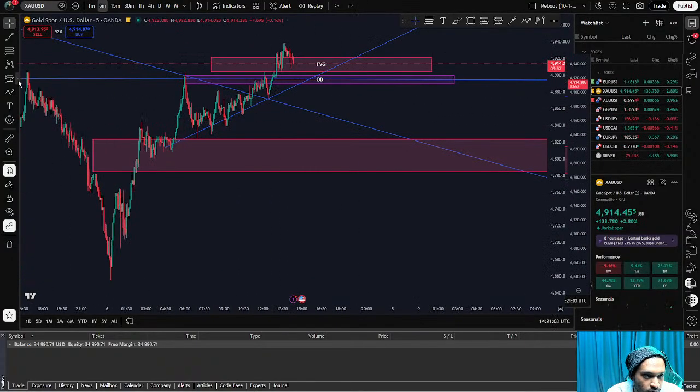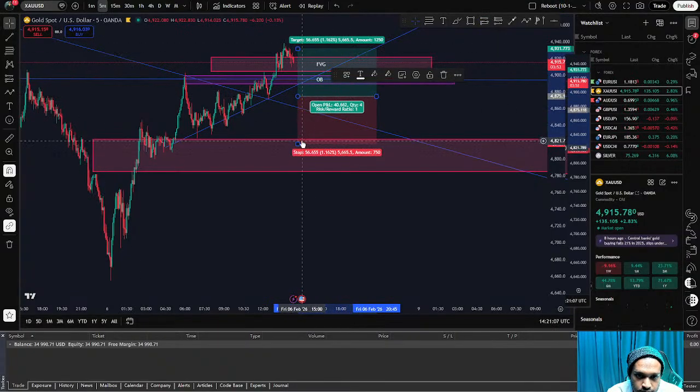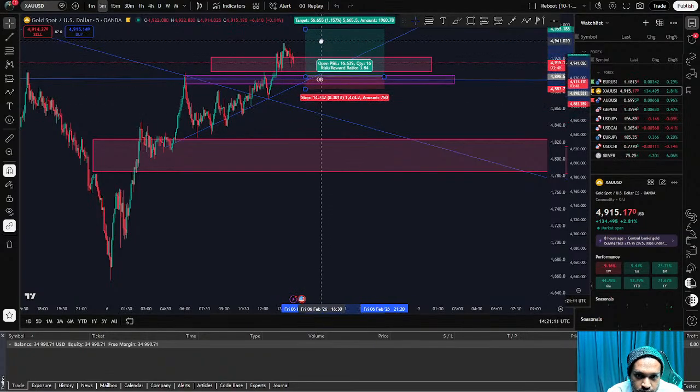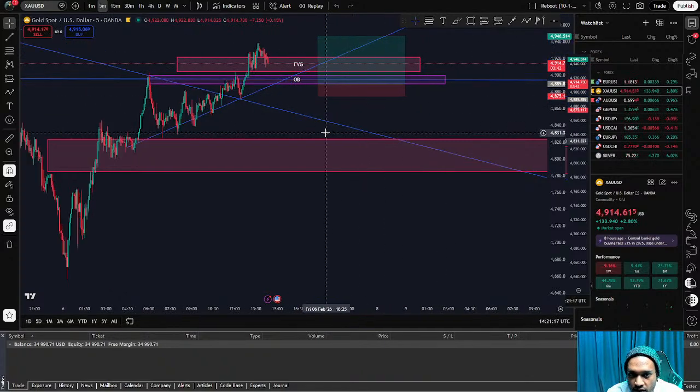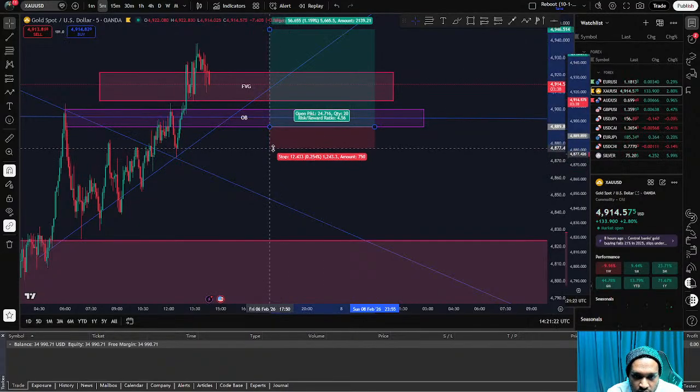So that is what we are looking at. If we were to enter in this area, I will not. Hopefully it will be later on. So our risk to reward ratio will be 1 to 2.